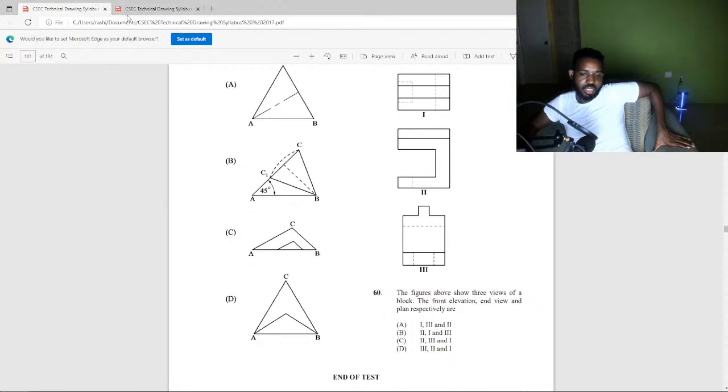Number 60 is C. 2, 3, 1. Plan. What came first? Oh, the front came first. I thought the plan came first. So the front, this is the front, and then the plan, and then the side. So yeah, that's right. I was saying 1, 2, 3 because I thought that the plan came first here. So it's 2, 1, 3.